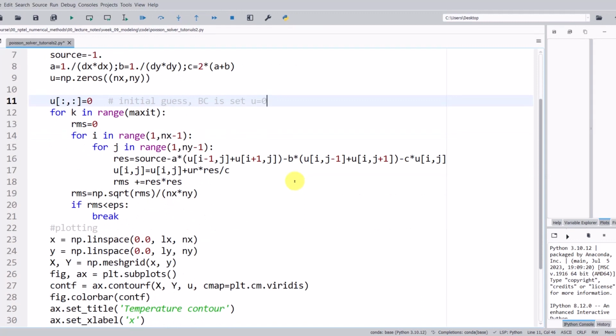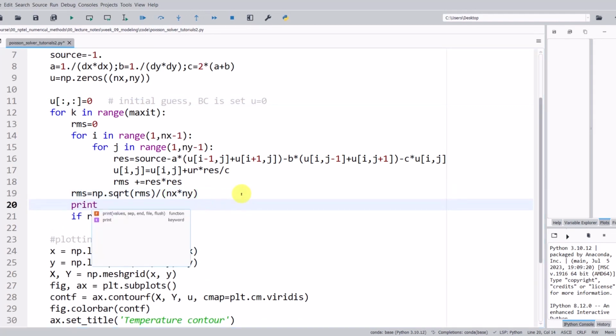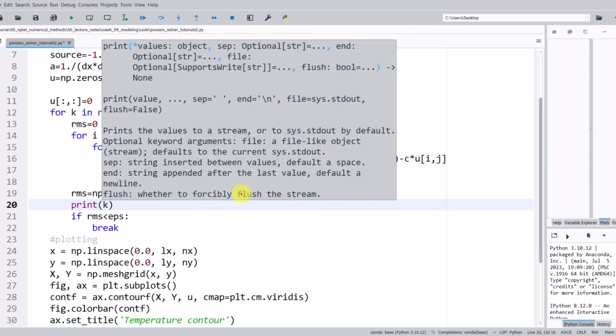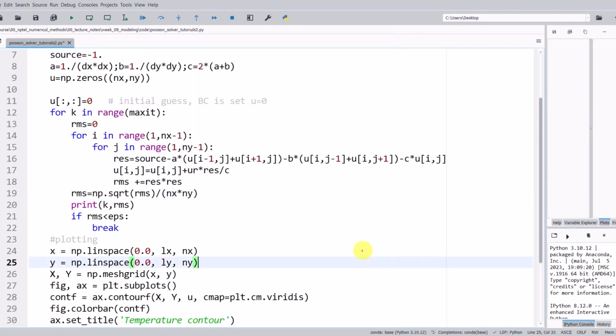We can track our solution. So for instance, we can print here the number of iterations and this RMS. Of course, there are many things we can do to improve this code, but the important thing is to check it. So this will simply give you the number of iterations and what the RMS value is. It should come down slowly.